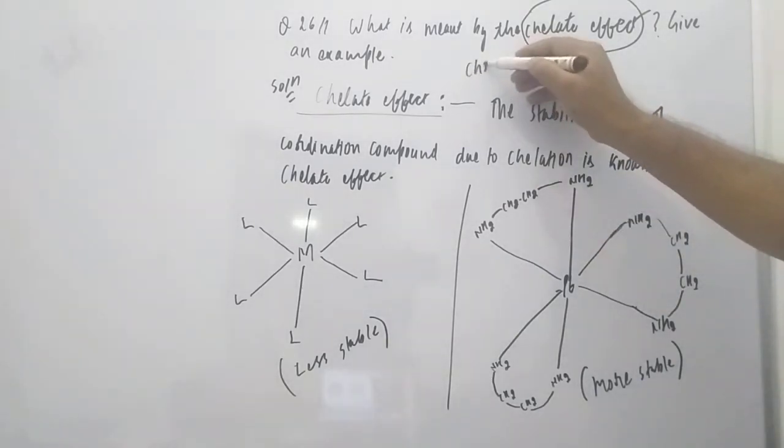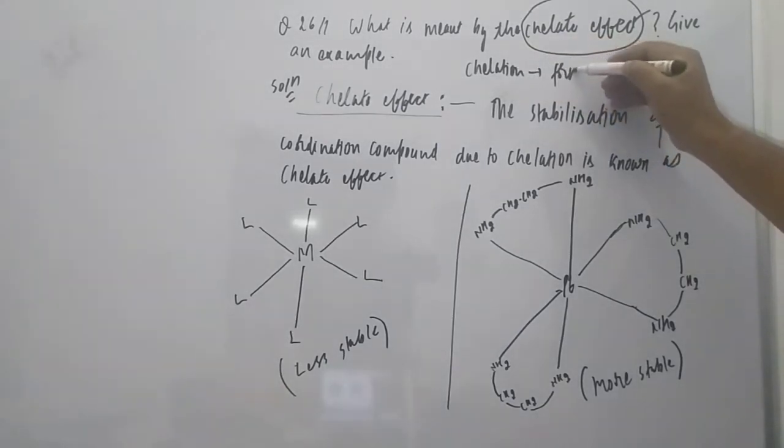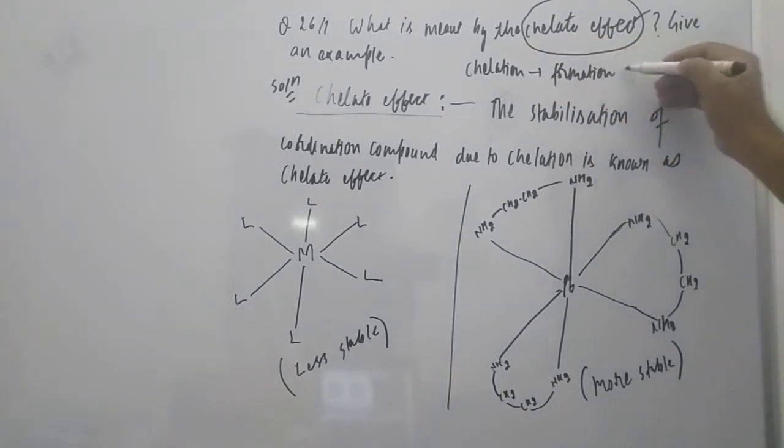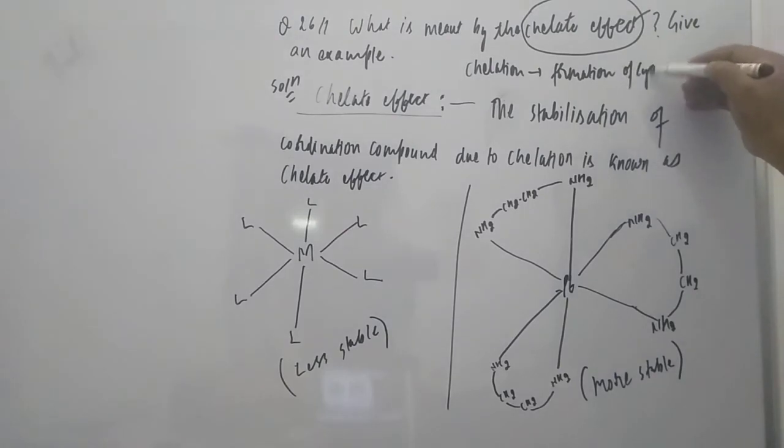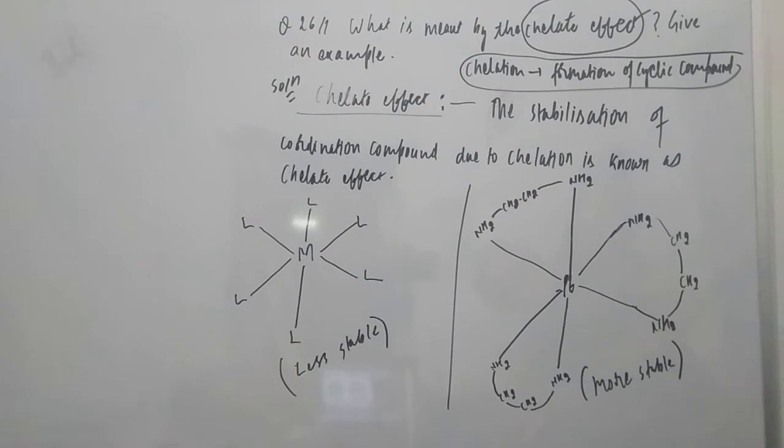What does chelation mean, student? I am writing: chelation means formation of cyclic compound. This is the meaning of chelation. Formation of cyclic compound is the meaning of chelation.